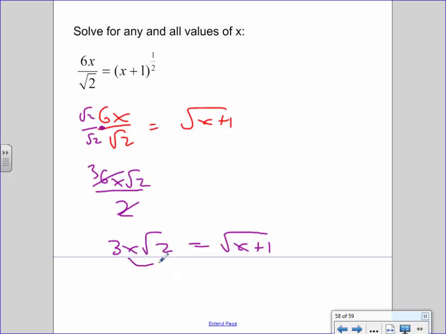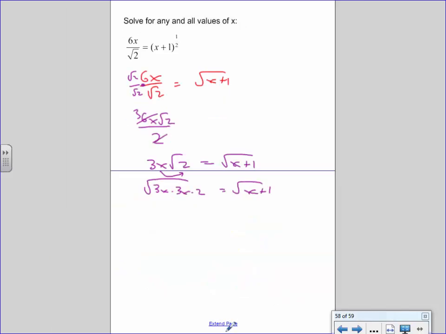Take that 3x, throw it inside. Don't forget though, throw it inside twice. So when you throw it inside twice, you have 3x times 3x times 2. What's 3 times 3 times 2? 18? Yeah, 18. But it's not just 18, it's 18x squared. This is the point I want to make on this one here. When you throw a number inside, that's great, but when you throw a variable inside, it becomes 18x squared.